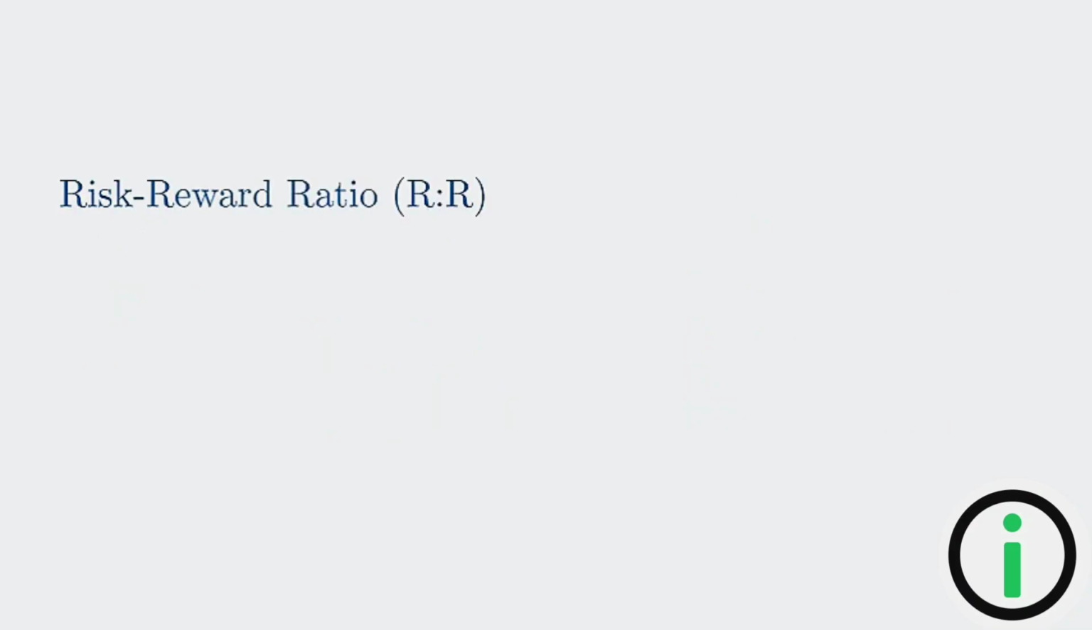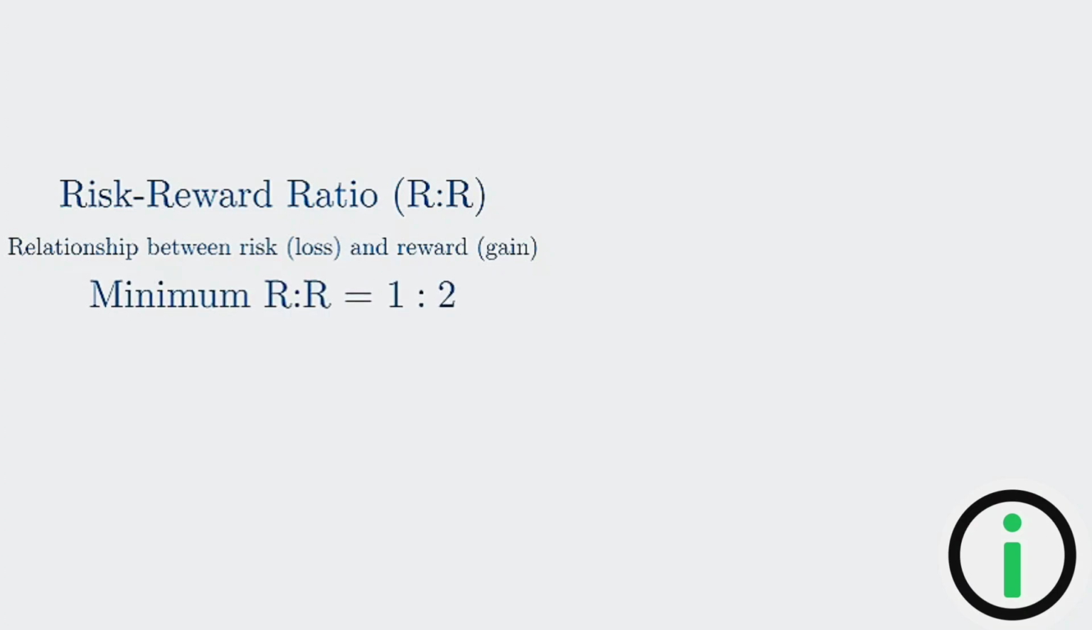To ensure that your wins outweigh your losses over time, you must respect the risk-to-reward ratio. This is the relationship between the amount you are willing to lose and the amount you aim to gain. We strongly recommend a minimum ratio of 1 to 2. This means for every 1 rupee you risk, you should aim to make at least 2 rupees. Why is this important? Because with a 1 to 2 ratio, you can be wrong 60% of the time and still be profitable. Look at the math.